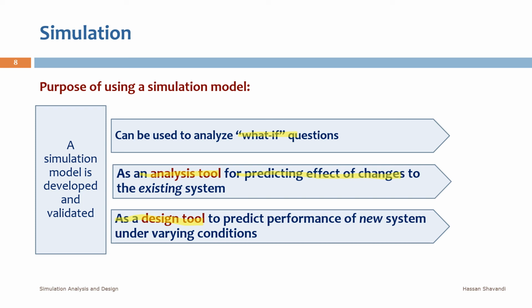Okay, or if there is no current system and we're going to design a new system, and we have different scenarios or options that we can consider in the new system, and we don't know which scenario and which option will be better in terms of the performance. So in this case, we build a simulation model. We try all the scenarios and options in the simulation model, and based on that, we can predict the performance of the new system based on all those conditions and scenarios and options, and then we will finalize our design with a specific scenario and option for the new system. So in this case, we say that the simulation model is used as a design tool.